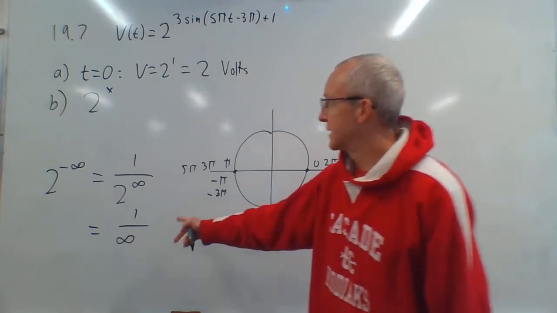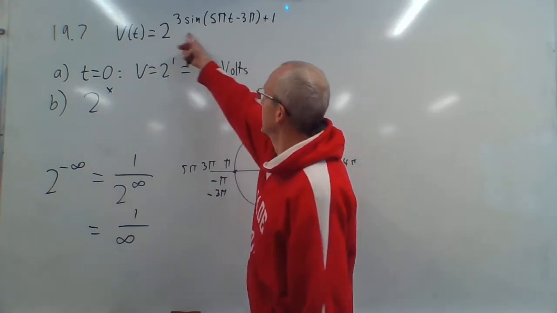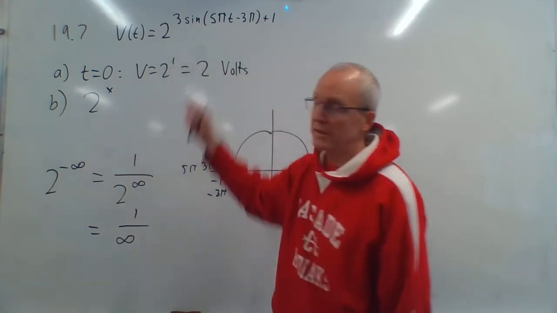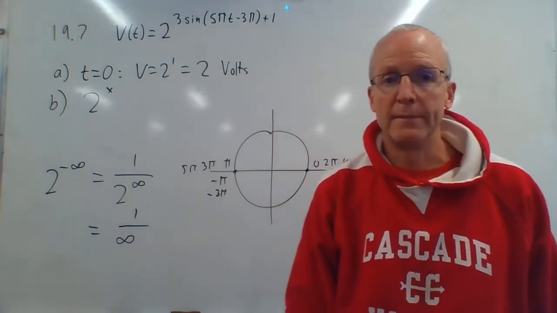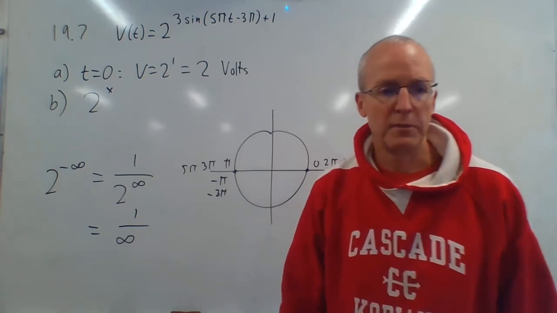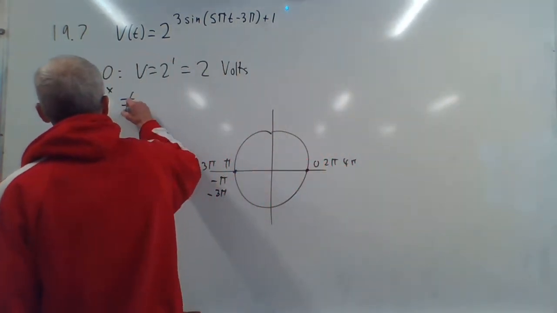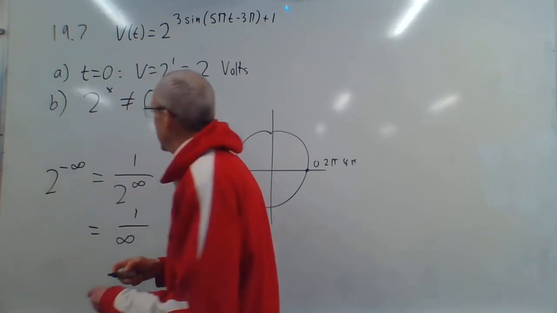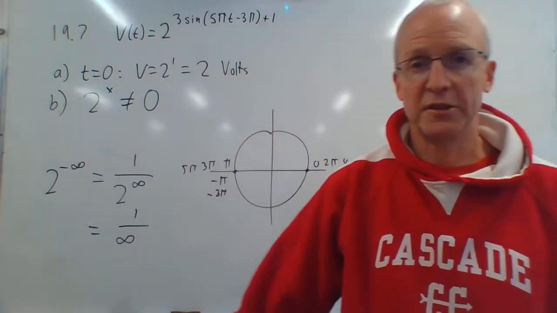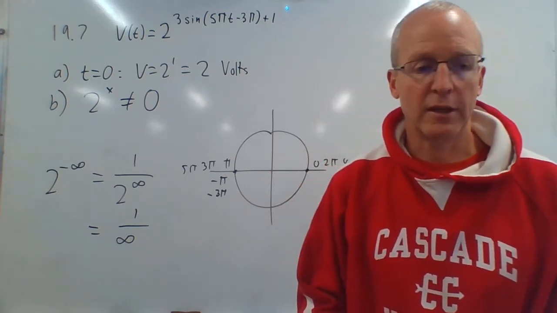So the only way to get 0 is for this thing to be negative infinity. But what's up here can never get to negative infinity. This goes back and forth. Sine goes back and forth between 1 and negative 1. So we don't even get close to negative infinity. So it can't be 0. So you would say 2 to the x cannot be equal to 0. It's impossible. Okay, that's all I need to say. They're just trying to get you to look at the function, which is good. It's good to look at something and understand how it can go.